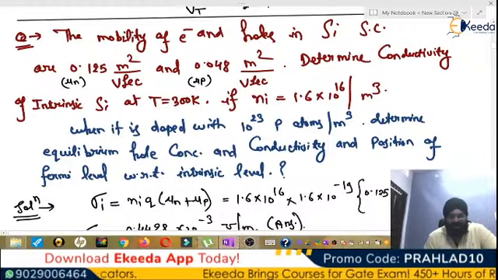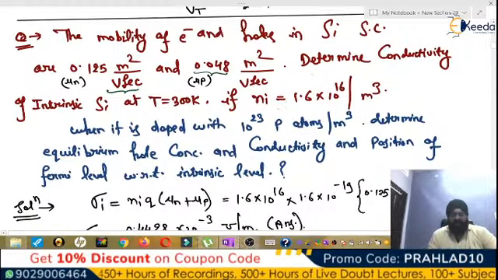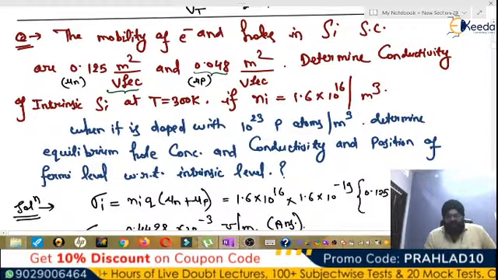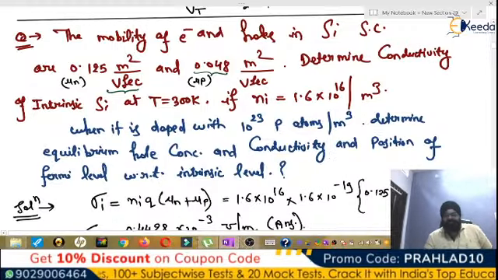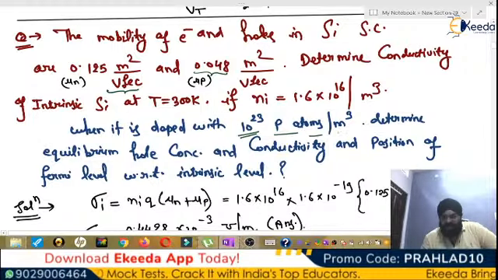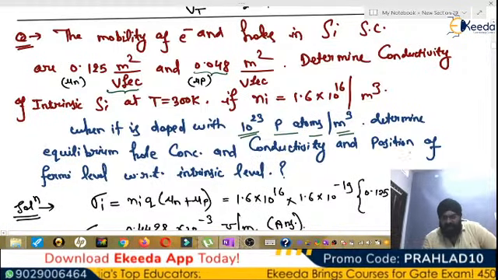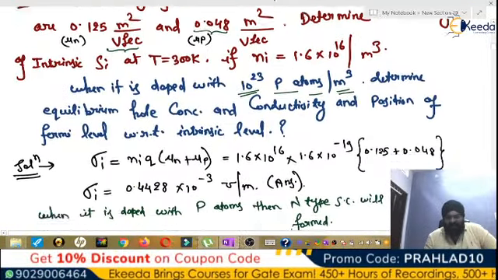Next question is, the mobility of electrons and holes in a silicon semiconductor are 0.125 meter square per volt second and 0.048 meter square per volt second. Determine conductivity of intrinsic silicon at a temperature 300 Kelvin if Ni is 1.6 into 10 raised to power 16 per meter cube. When it is doped with 10 to the power 23 phosphorus atoms per meter cube, then determine equilibrium hole concentration, conductivity, and position of Fermi level with respect to intrinsic level.